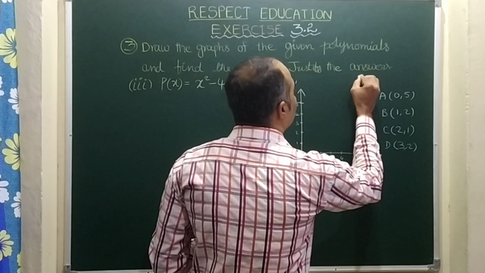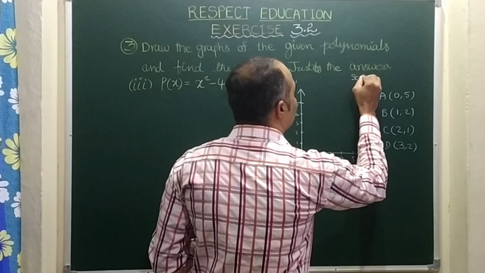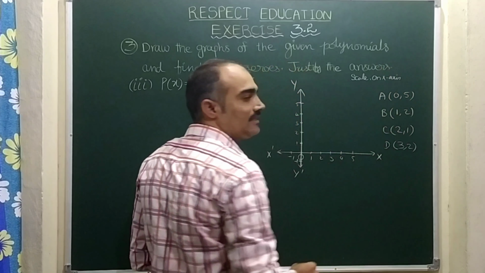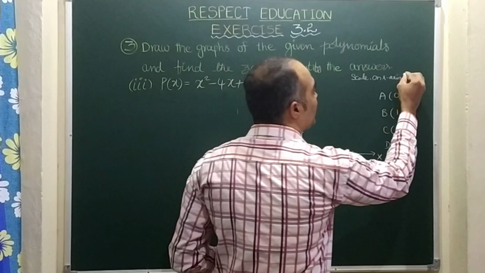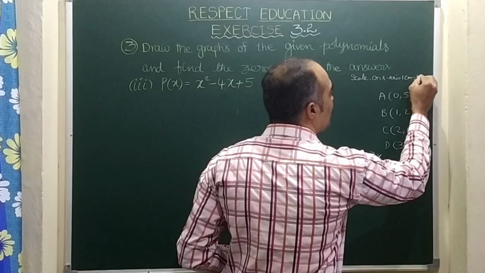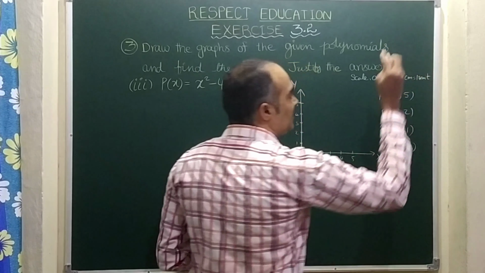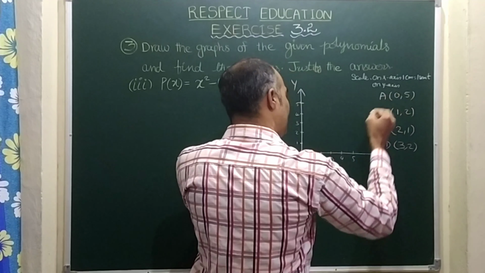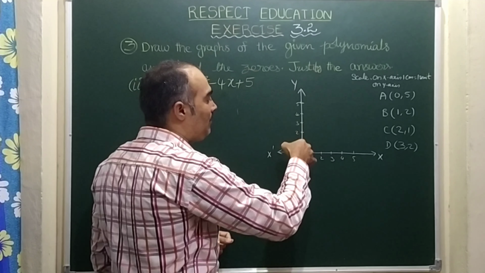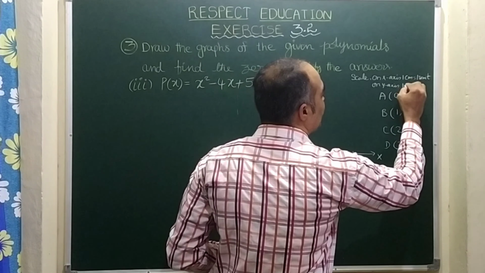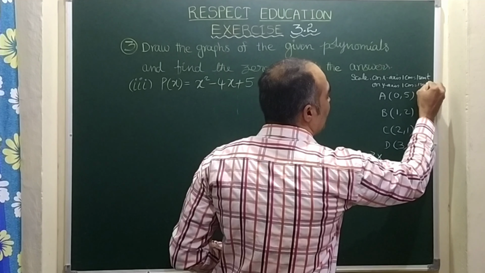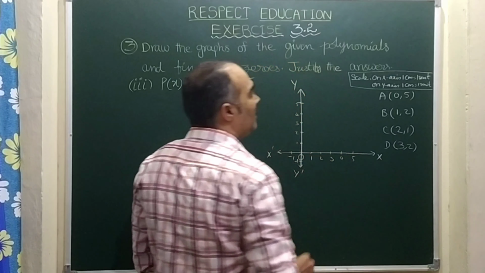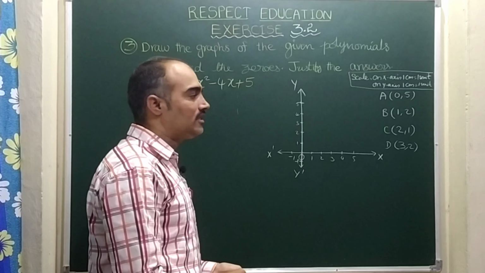So here without forgetting, let us write the scale first. Scale on x-axis, 1 centimeter equal to 1 unit. Same way on y-axis, here also 1 cm I am taking as 1 unit only. So let us write the scale. Now let us plot the points.